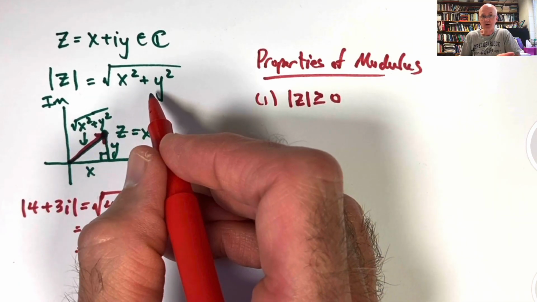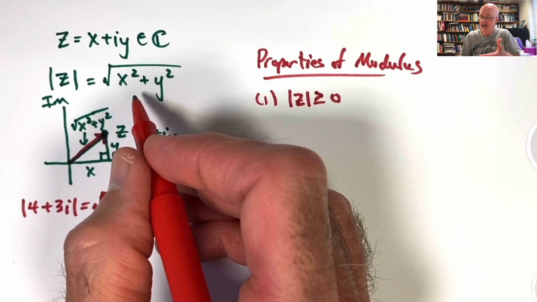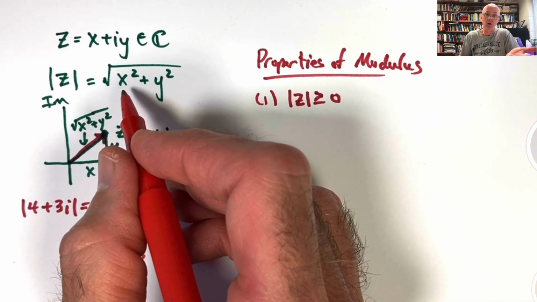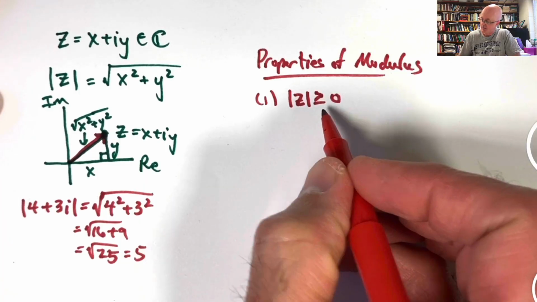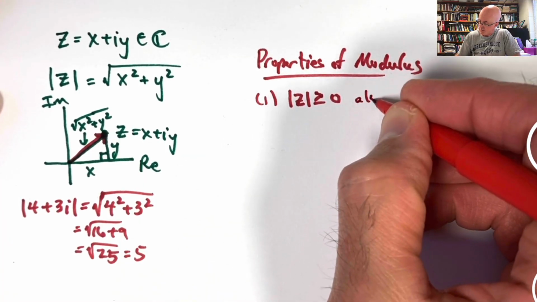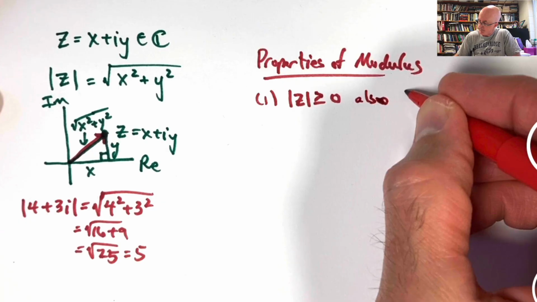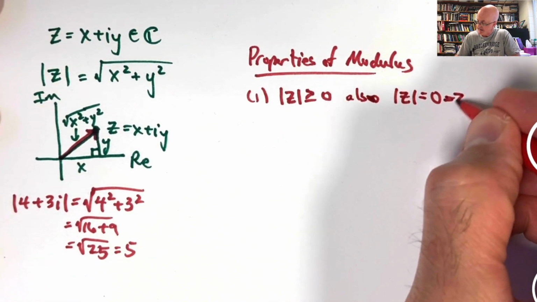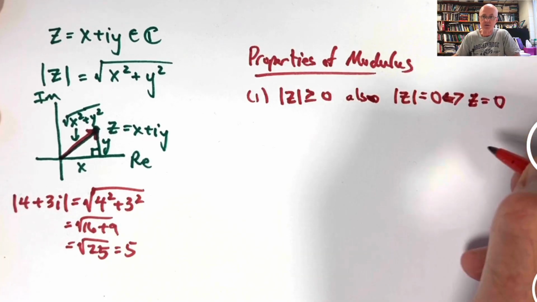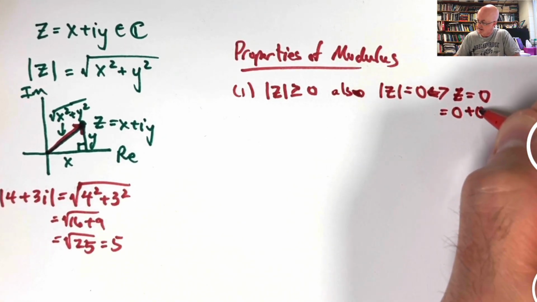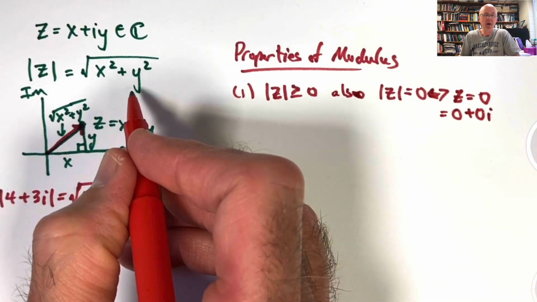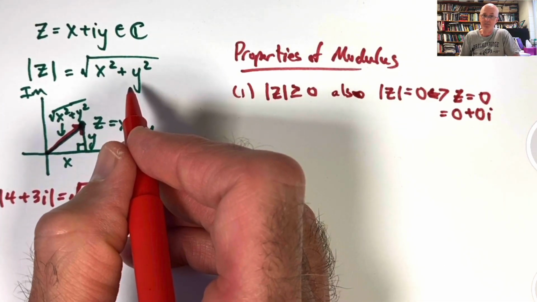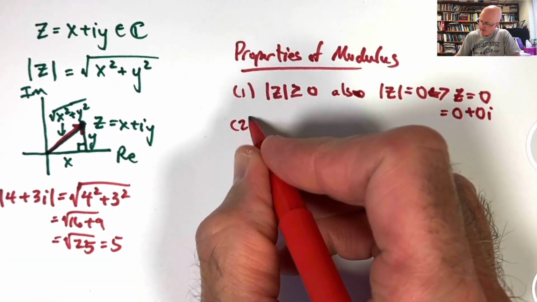x squared plus y squared, no matter whether x and y are positive or negative, is a quantity that's greater than or equal to 0. And if you take the square root of such a quantity, you get a quantity greater than or equal to 0. Moreover, the only way the modulus of z is 0 is if z itself is the number 0, which I can think of as a complex number, 0 plus 0i. Think about that. The only way this quantity is ever going to be 0 is if both x and y are 0. No other time.